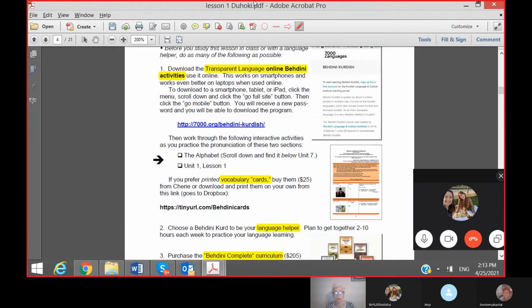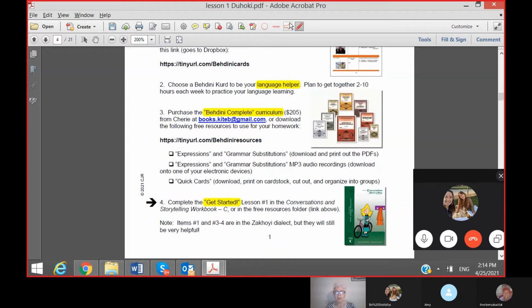Then for your first thing, you can start with the alphabet and Unit 1, Lesson 1 of that lesson. If you would like the printed vocabulary cards that go with it, you can download them from this URL and print them yourself. If you would like me to print them for you in Dahuk, they usually cost about $25 when they're all printed. I can get them printed for you. Just let me know and I can order them if you would like.